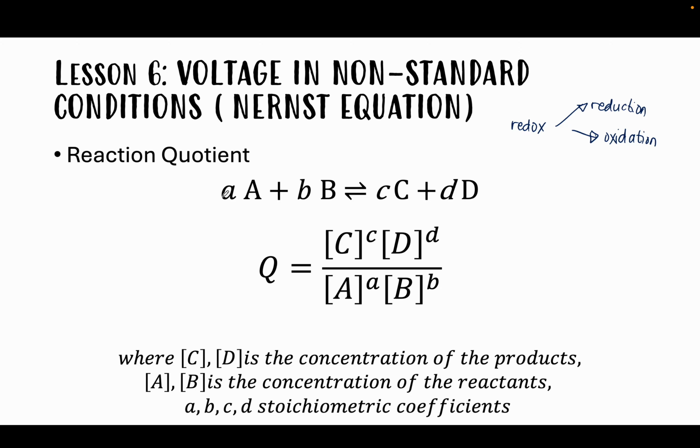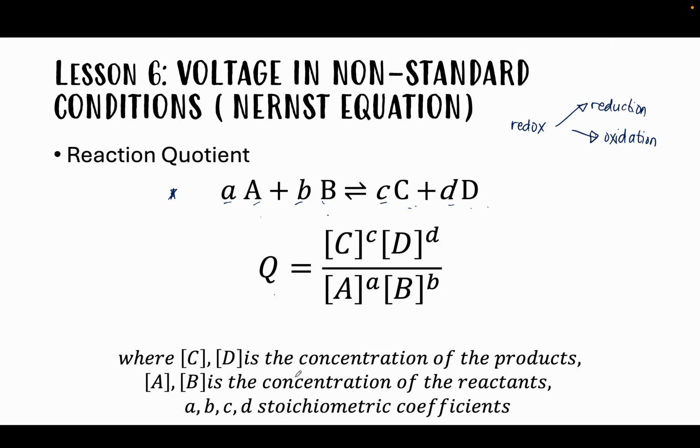So we have a generic form of equation like this, wherein the small a, b, c, and d refer to stoichiometric coefficients, which are obtained from balancing. And then A, B, C, and D: A and B are your reactants, C and D are your products. And then the reaction quotient can be obtained by the following. So Q equals, we notice we have brackets.